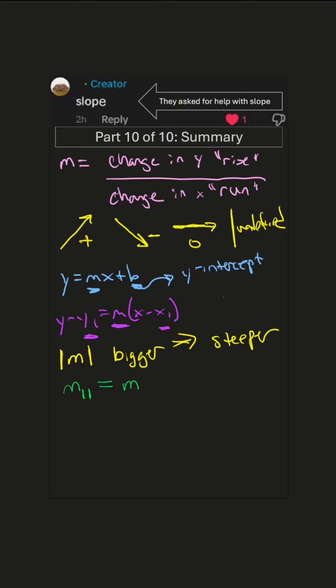Okay, but if two lines are perpendicular, we use this symbol for perpendicular. M perpendicular equals -1 over m. So it's the negative reciprocal.